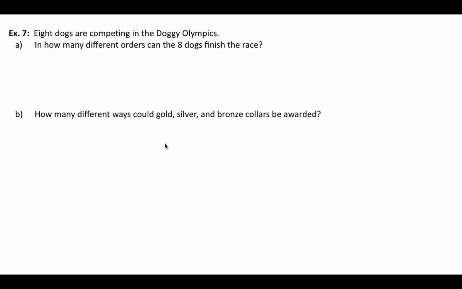So you've got 8 dogs. Assuming they all cross the finish line, then there are 8 different positions that they can finish in, right? So again, we draw our 8 lines.